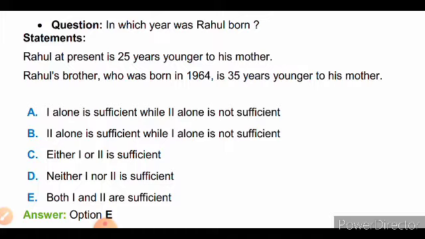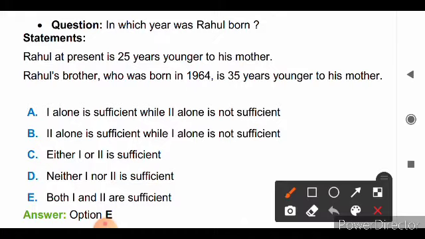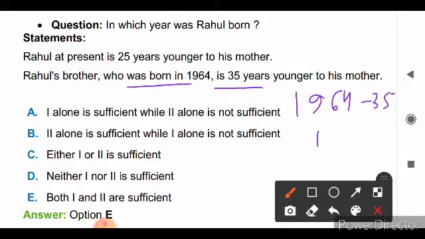Statement 1 is Rahul at present is 25 years younger to his mother, and statement 2 is Rahul's brother, who was born in 1964, is 35 years younger to his mother. So from statement 2 we can find the birth year of the mother. The mother's birth year is 1964 minus 35, because statement 2 says Rahul's brother, who was born in 1964, is 35 years younger to his mother. So the birth year of the mother is 1929.